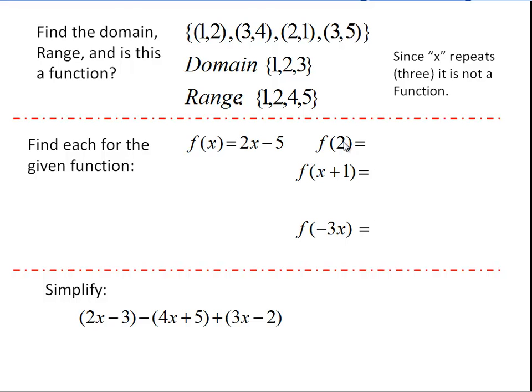Okay, evaluating a function, take the number 2 and plug it in where you see x. So it's 2 times 2 minus 5. That's 4 minus 5, which makes negative 1.